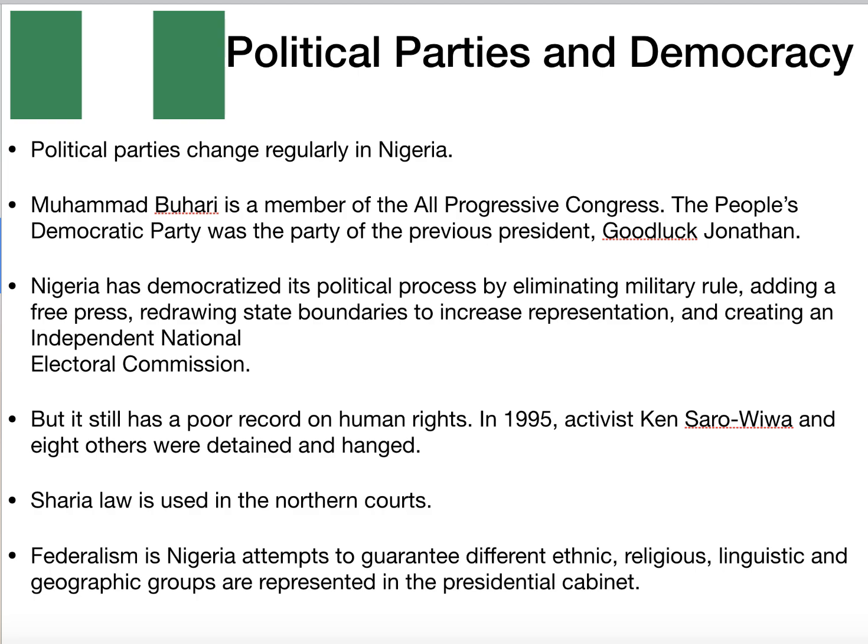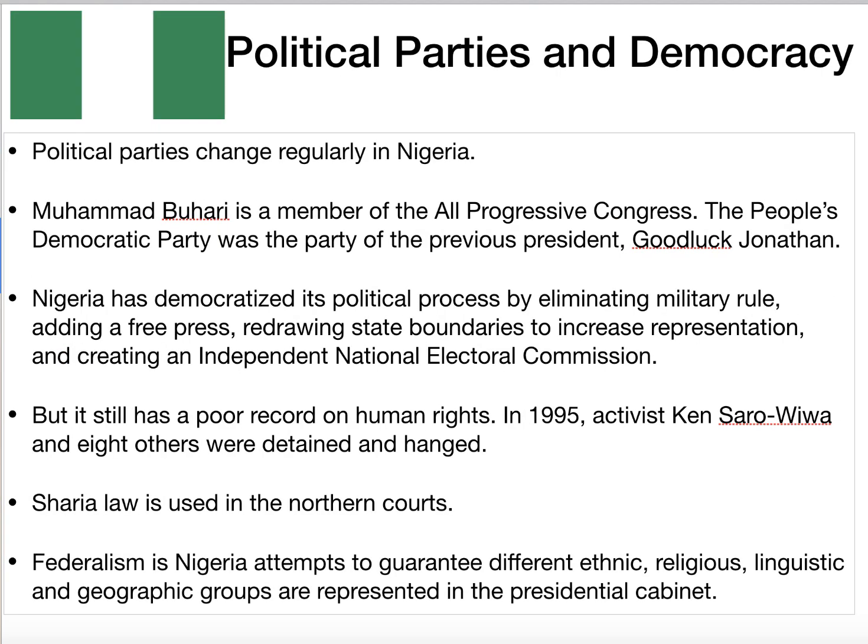Nigeria has democratized its political process. They've gotten rid of this military rule that I referred to. Nigeria does have a free press, so please keep that in mind. That contributes greatly to democracy. They've tried to redraw state boundaries to have better representation, and they do have an independent National Electoral Commission.